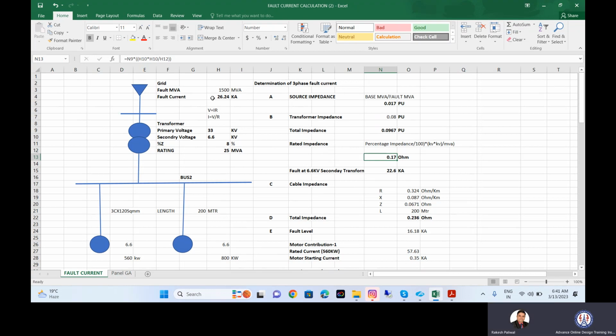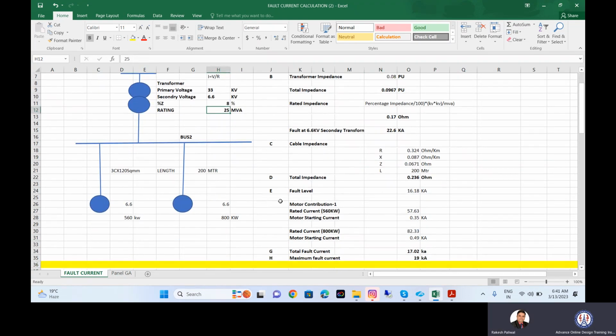This is the source impedance plus this transformer impedance. Now I'm adding the cable impedance. The cable impedance is R and X, the ohm per kilometer resistance value, which I can get from the catalog. This is the reactance and this is the impedance. So the square root of R squared plus X squared gives the value of Z, and this is the length. So it is coming 0.236. This is the cable impedance.